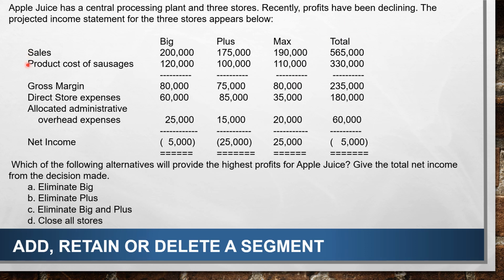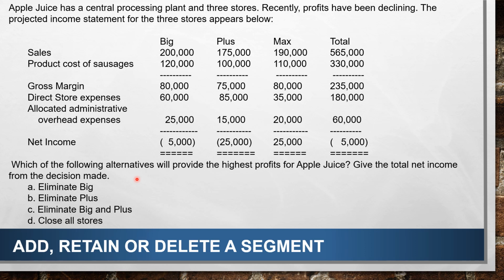So we have here the sales, then the product cost, the gross margin, direct store expenses, allocated administrative overhead expenses, and the net income, showing a net loss from Big, a net loss of 25 from Plus, a profit of 25 for Max, and an overall company net loss of 5,000. Question: which of the following alternatives will provide the highest profits for Apple Juice? Give the total net income from the decision made.